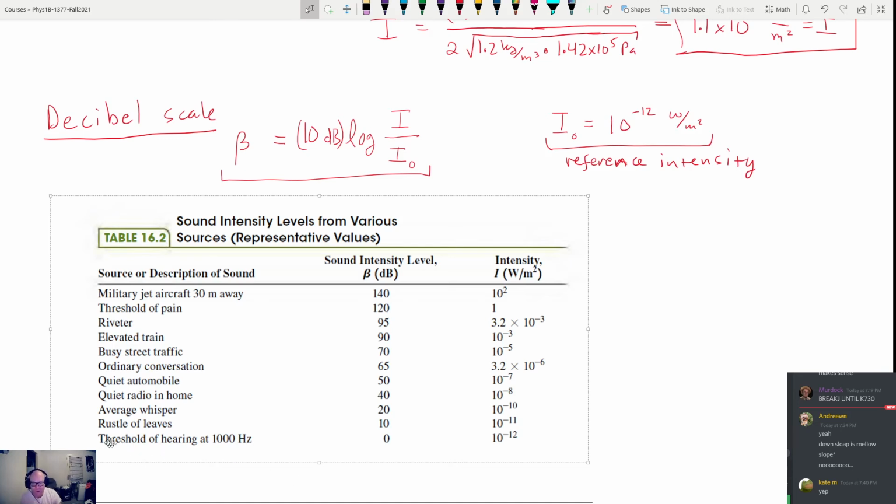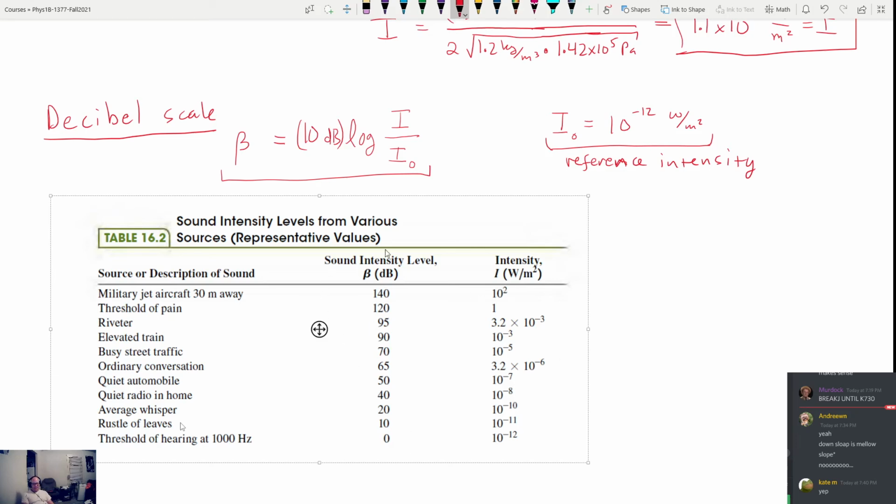Okay, so down at the bottom here, we have the threshold of hearing at 1,000 hertz, which is an intensity of 10 to the negative 12. This is the threshold of hearing. You'll notice if you go one step up, you have the rustle of leaves. So whatever the threshold of hearing is, it's less than the sound of rustling leaves. And rustling leaves would just be like leaves barely moving around on the ground due to wind or something like that, right?